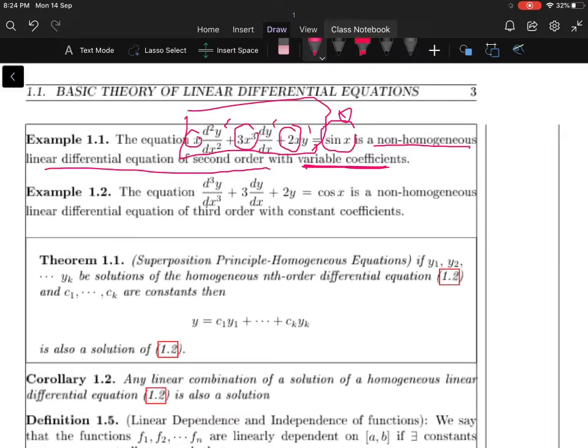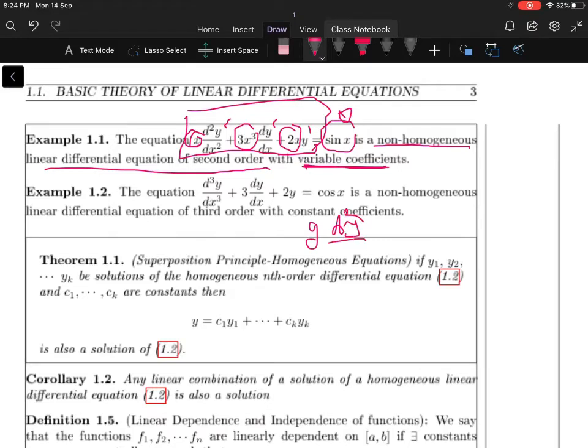And moreover, it is a linear equation because the degree of the dependent variable is 1, and y and its derivatives should not multiply together. Maybe x is multiplied with the second order derivative, or 3x cube is multiplied with dy by dx, it may happen, but y should not multiply with the derivatives. If it is multiplied, it is a non-linear equation.